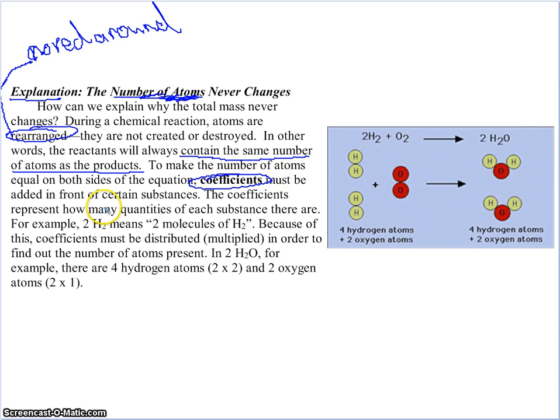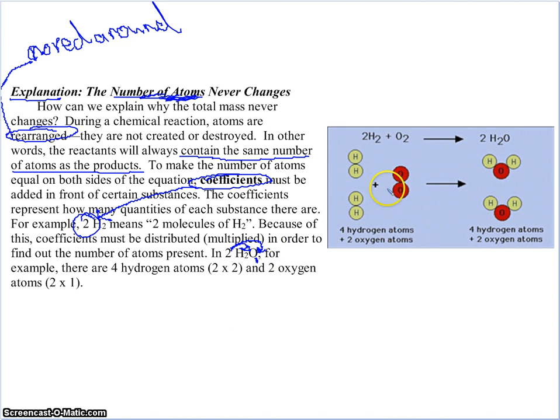The coefficients represent how many quantities of each substance there are. For example, 2H2 means 2 molecules of H2. So this 2, then, is the coefficient. Because of this, coefficients must be distributed, multiplied, in order to find out the number of atoms present. So in 2H2O, there are 4 hydrogen atoms, 2 times 2, and 2 oxygen atoms. So we go 2 here, and then 2 here, and we imagine that's a 1.